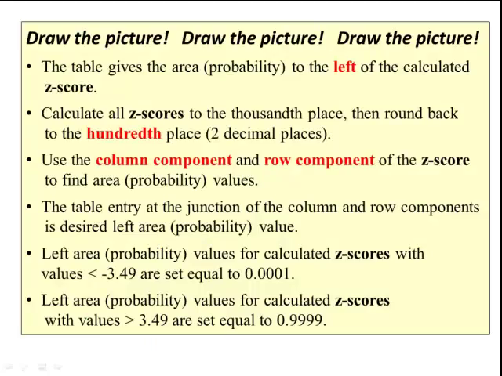Here are some rules for using Table 5. First of all, we always want to draw a picture. We want to keep in mind that the table gives us the area, which is the same thing as probability, to the left of the z-score.